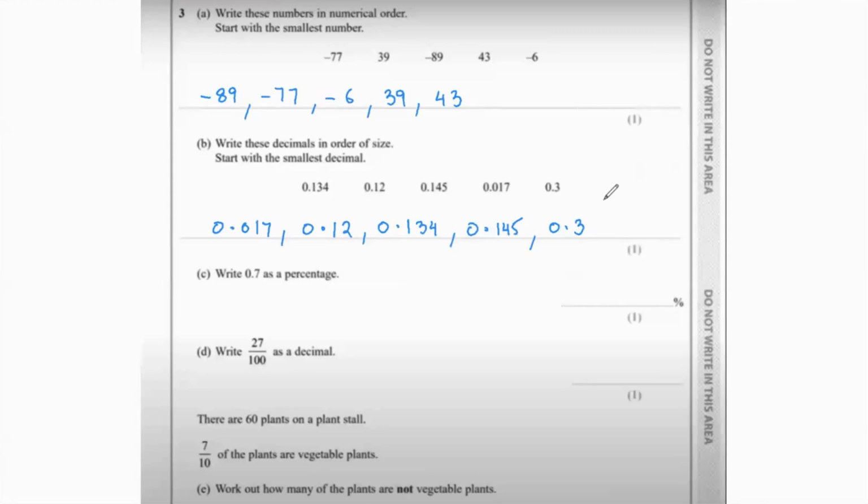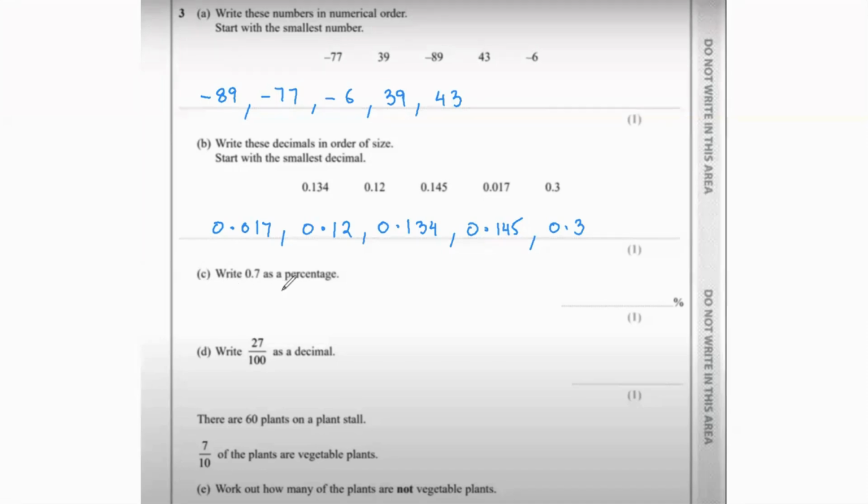So the first decimal place is smallest for 0.017. Then for the other numbers, 0.12, 0.134, 0.145, all three have the same first decimal place, which is 1. So now we compare the second decimal place. When you compare the second decimal place, 0.12 is the smallest. Then we have 0.134 and then 0.145. And lastly, 0.3 has the biggest first decimal place, hence it's the largest number.